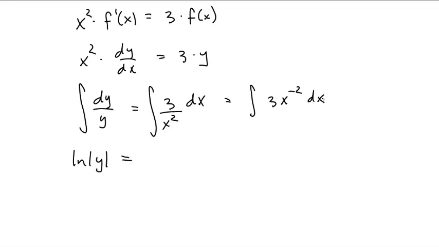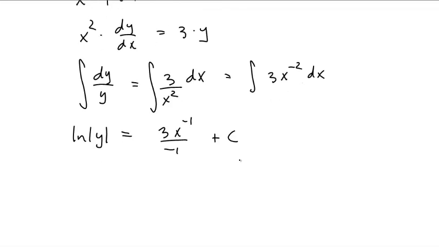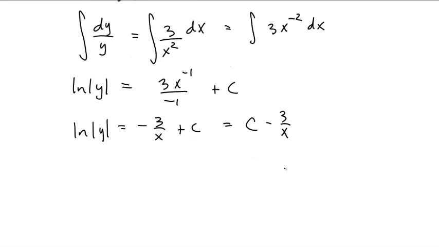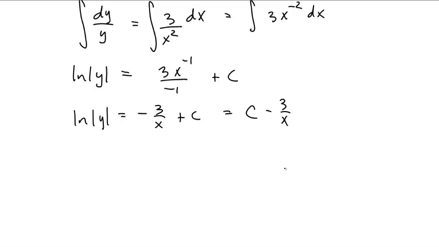So we raise the exponent by 1 to get negative 1. So we get 3x to the negative 1 over negative 1 plus its constant and the constant from the other side brought together. So we get the natural log of the absolute value of y is minus 3 over x plus some constant, which might be nicer to write c minus 3 over x, so we don't have to use another symbol.